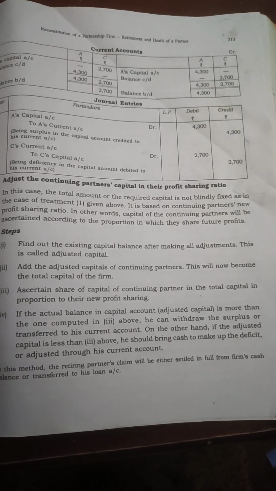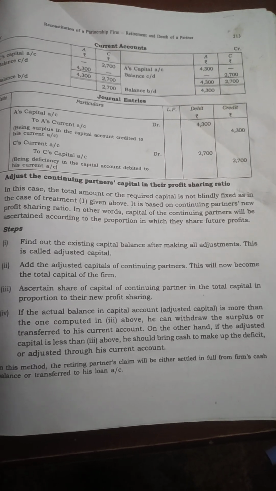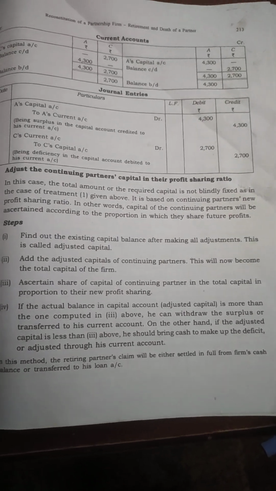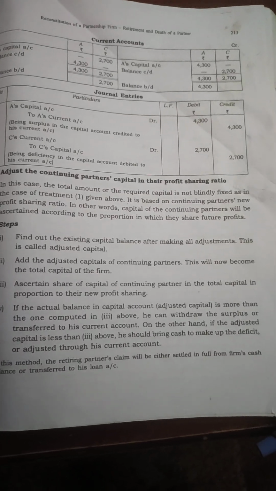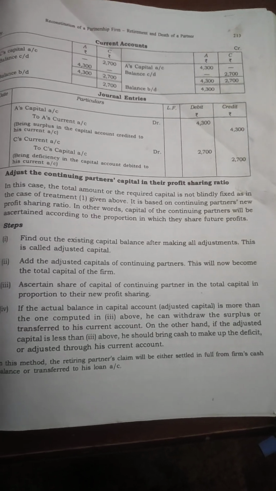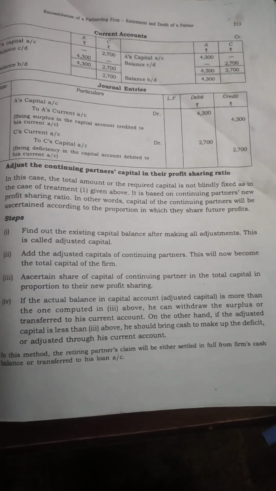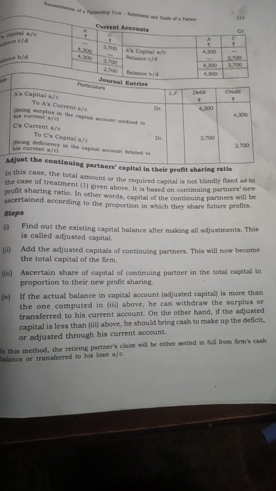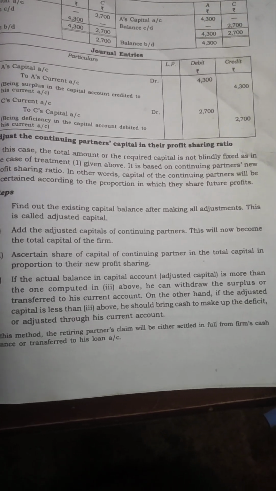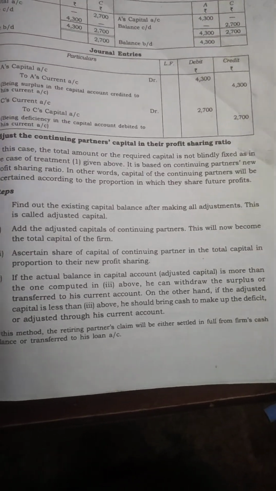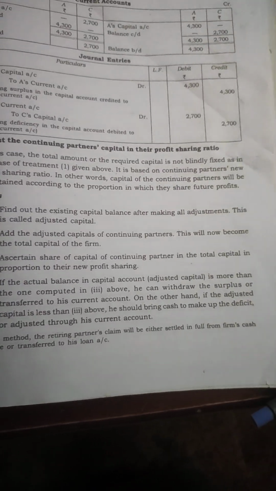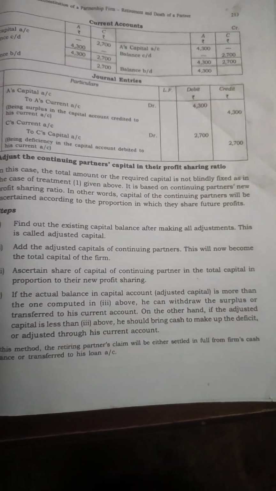On the other hand, if the adjusted capital is less than the required capital, he should bring cash to make up the deficit or adjust it to his current account. In this method, the retiring partner's claim will be settled in full, either from the firm's cash balance or transferred to his loan account.